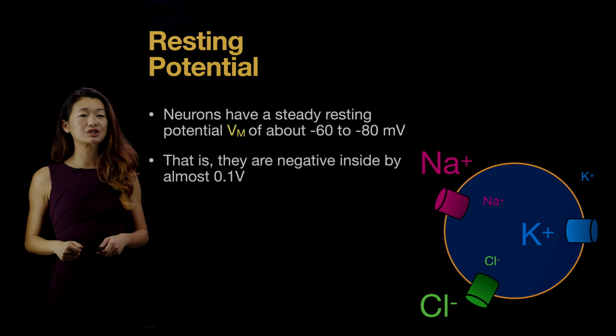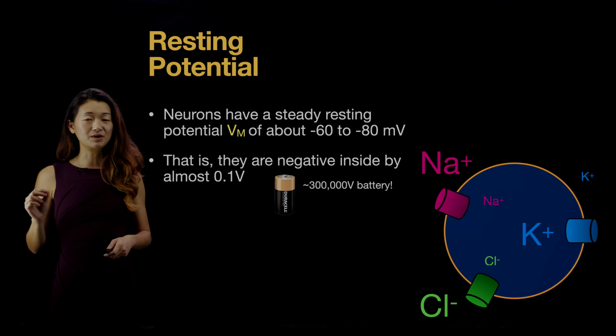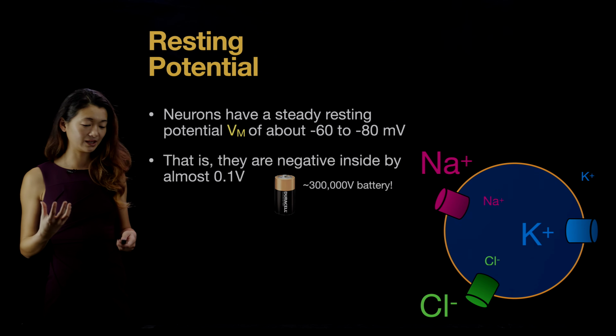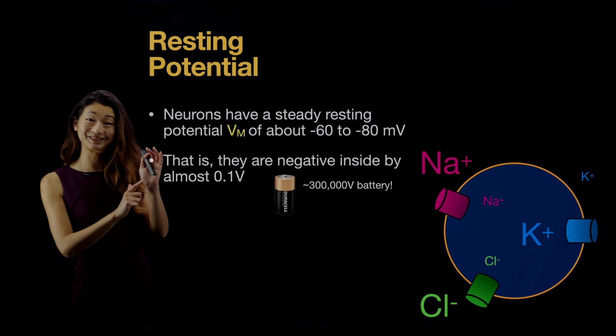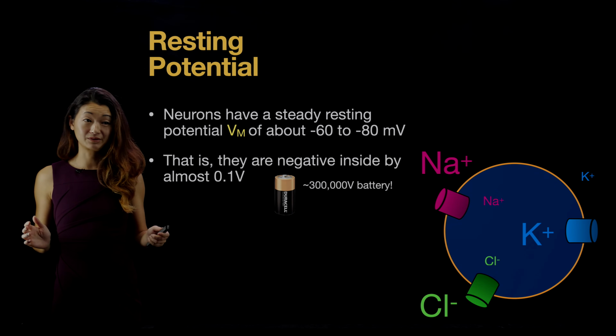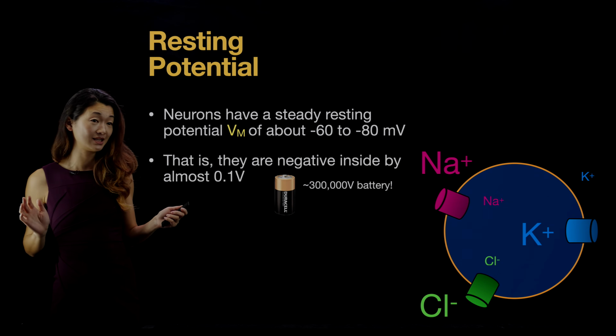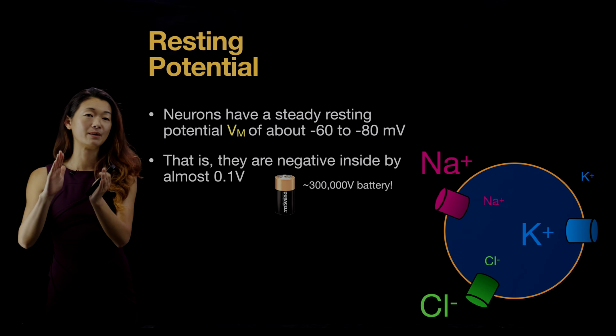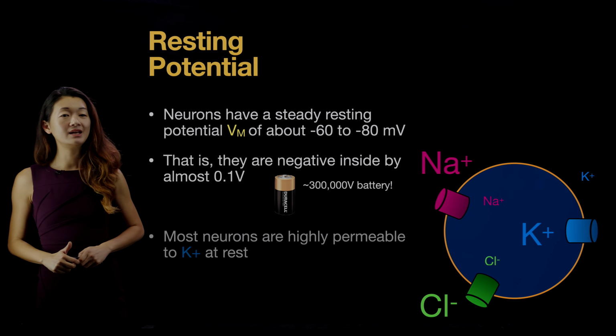Now, this is a large number because it's almost a tenth of a volt. And if you scaled it up to the size of something like a battery, like the one that I have in my clicker right here, that would be a 300,000 volt battery. So this is quite a bit of charge that's being maintained across the plasma membrane, across the lipid bilayer membrane that is the cellular membrane.